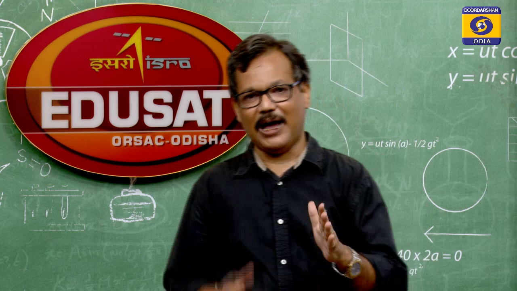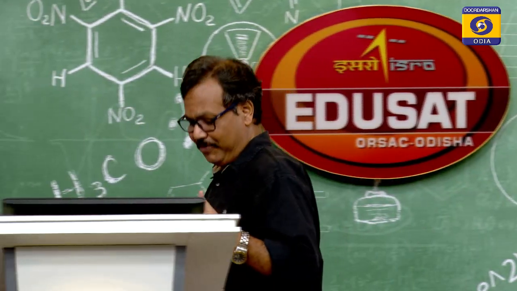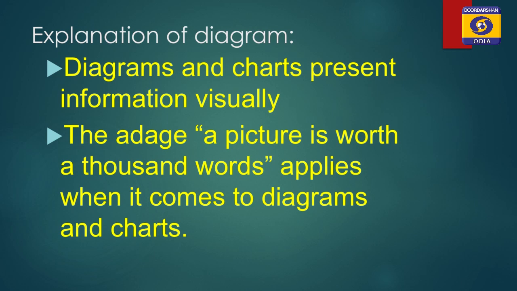Now I am showing you when and how we draw a diagram and what type of diagram. So now let me give an explanation of the diagrams first. Diagrams and charts present information visually. That is very easy for you to understand. You can see things visually, that means you can see things through pictures. There is no text, but predominantly an idea is conveyed to you through pictures.